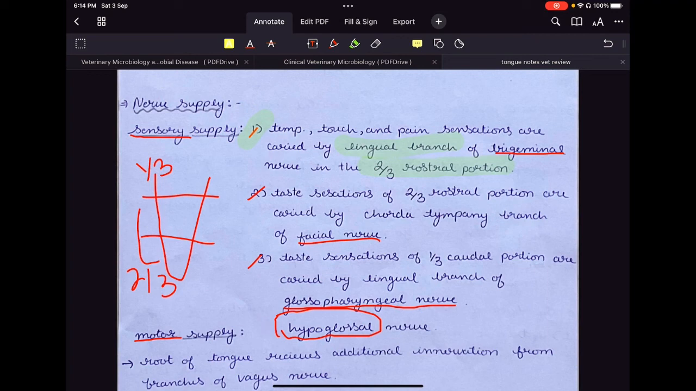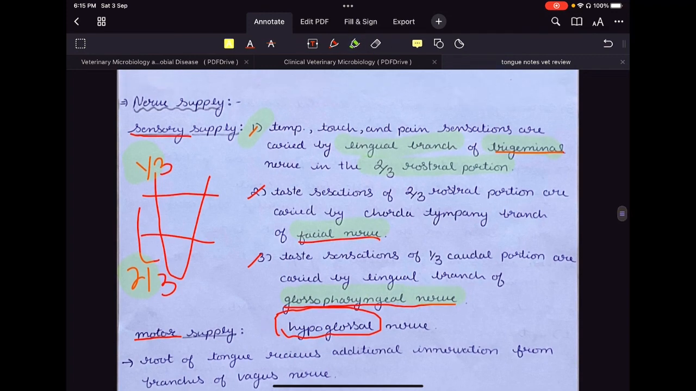The rostral 2/3 part will also be supplied by the facial nerve, more specifically the chorda tympani branch. So the taste sensations of the 2/3 rostral portion are carried by the chorda tympani branch of the facial nerve, while the 1/3 caudal portion is supplied by the lingual branch of the glossopharyngeal nerve. So the 2/3 part is supplied by two nerves, trigeminal and facial, while the caudal 1/3 is supplied by just one nerve, the glossopharyngeal nerve.